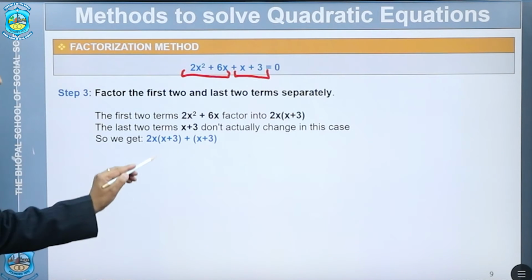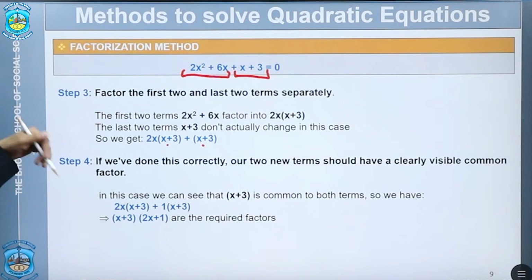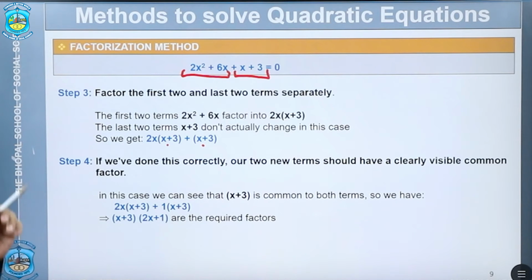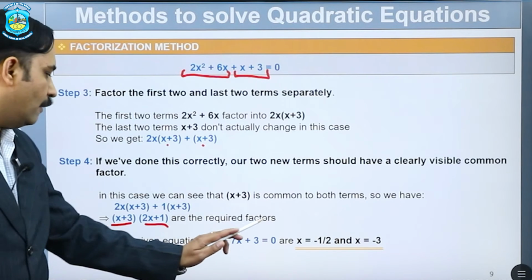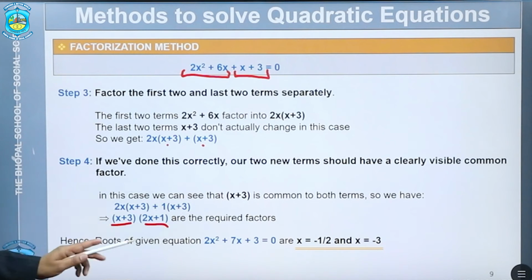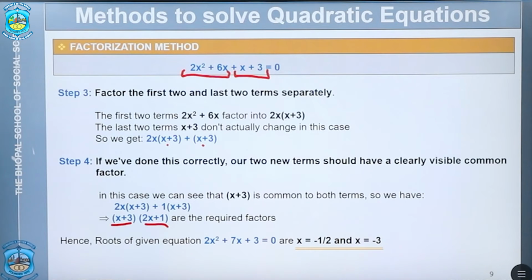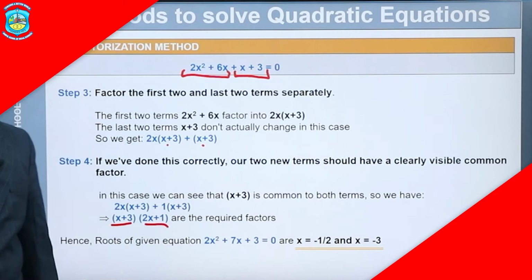If you closely observe, we have x plus 3 here as well as x plus 3 in the second term. So taking this x plus 3 as common, we are left with 2x plus 1. Now, these x plus 3 and 2x plus 1 are the required factors for our equation. What we do next, we simply equate them to 0. If I equate x plus 3 to 0, I'll get the value of x as minus 3, and if I equate 2x plus 1 to 0, I will get the value as minus 1 by 2. Hence, we have the roots x equal to minus 1 by 2 and x equal to minus 3.